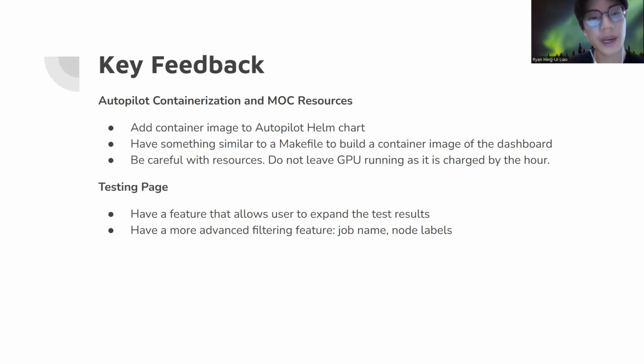In terms of some feedback we got for our testing page, they wanted us to have a feature that allows users to expand the test results and to have a more advanced filtering feature, such as by job name and node labels. But since our meeting with our mentors earlier this week, we were able to implement that before our sprint ended.